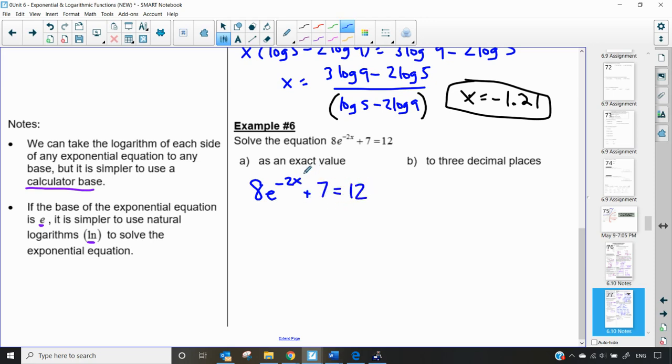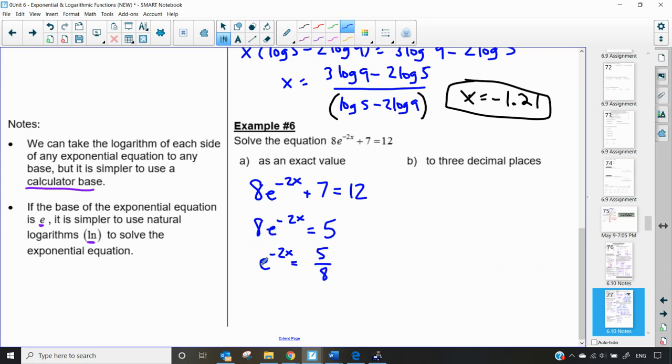Just like any equation, we want to isolate our x. So we're going to start by subtracting 7. So 8 times e to the negative 2x equals 12 minus 7, which is 5. Then we're going to divide by 8. So we're going to have e to the negative 2x equals 5/8.